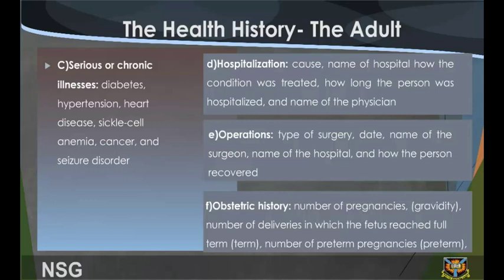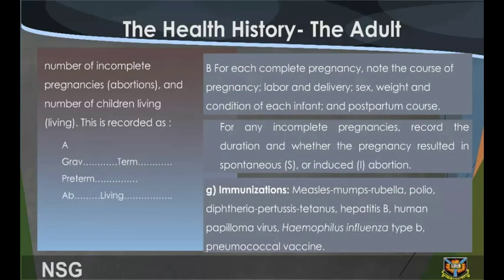F. Obstetric history: number of pregnancies, gravidity, number of deliveries in which the fetus reached full term, number of preterm pregnancies, number of incomplete pregnancies, abortions, and number of children living. This is recorded as G, A, term, preterm, AB, living.